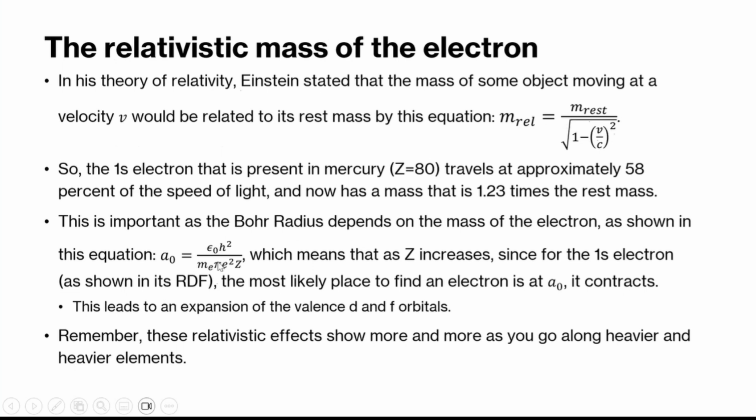And you also have that times pi times fundamental charge squared times Z, which means that as Z increases, since for the 1s electron the most likely place to find the electron is at the Bohr radius, we can say that it contracts because of these relativistic effects. Now, this also leads to an expansion of the valence d and f orbitals in these heavier elements. Keep in mind that the relativistic effects amplify more with heavier and heavier elements. So that's something that you'll need to consider, especially throughout this entire chapter.